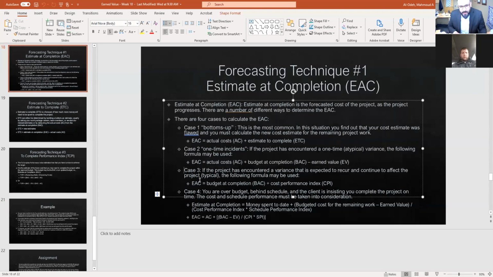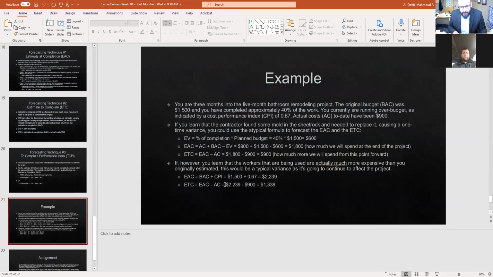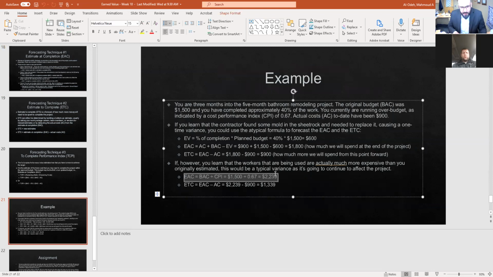Case number 3 would be the estimate at completion calculated by the budget at completion, which is the initial budget, BAC, divided by the CPI, which is the cost performance index, similar to what we did for this case right here, to find out what would be the new budget.